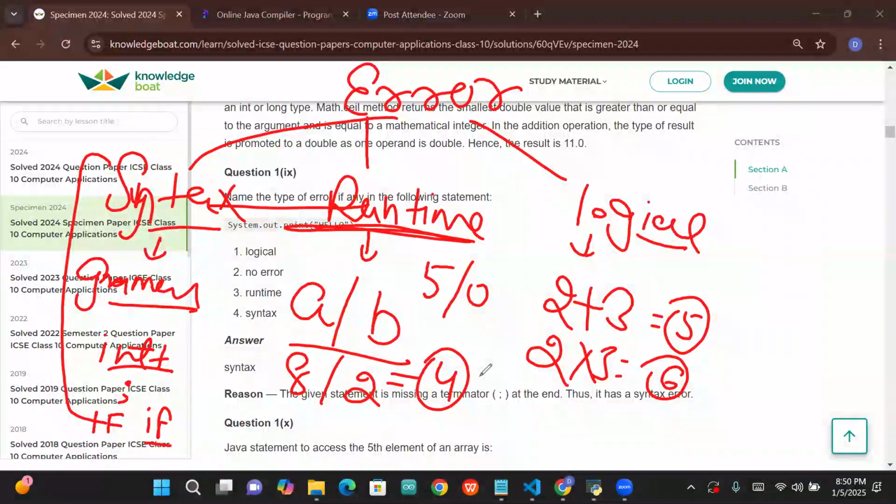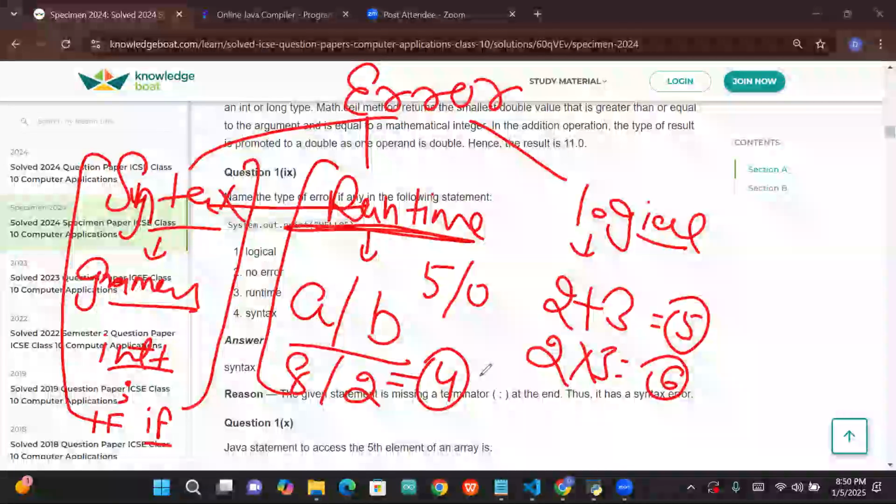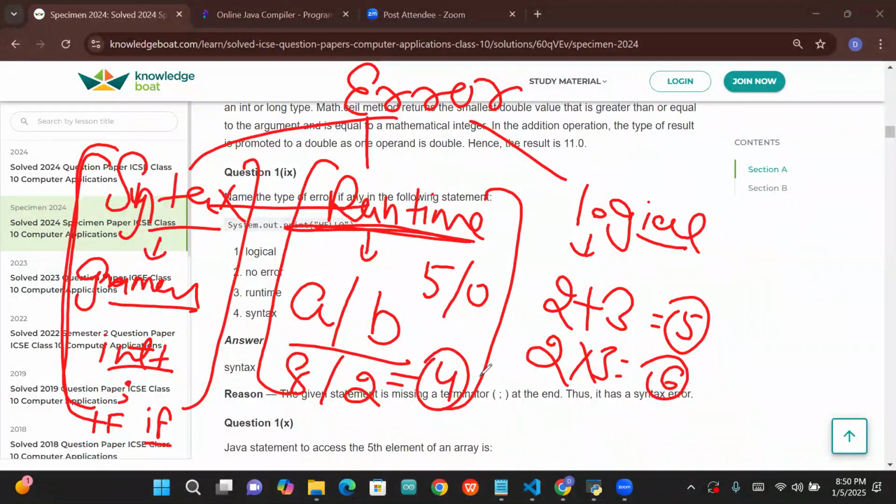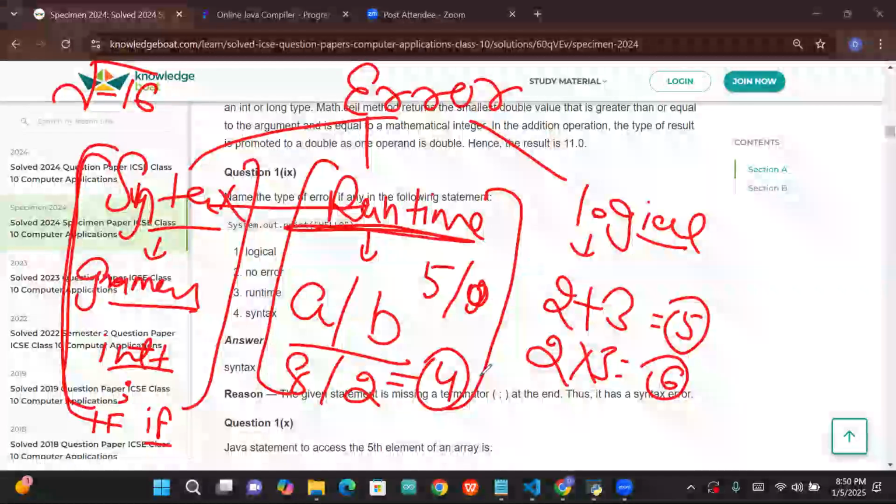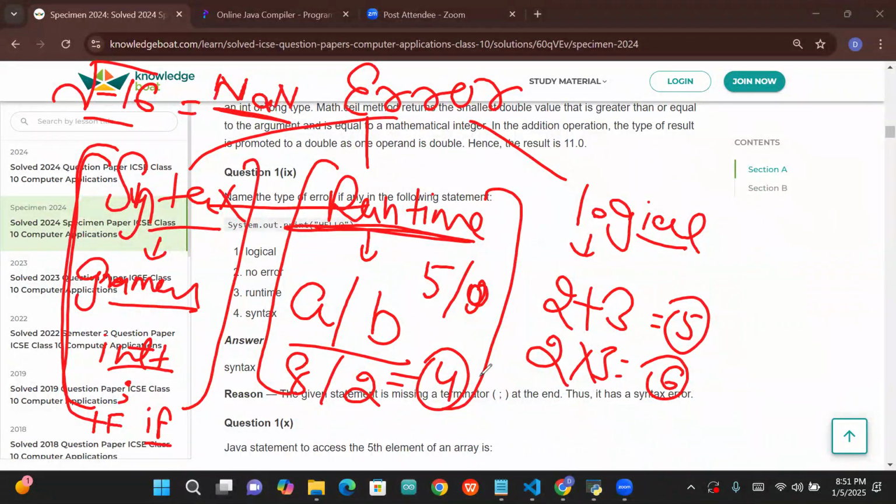Generally they will ask you this question about runtime error and syntax error. Syntax error means you missed a semicolon, you wrote something wrong, your spelling is not correct, small case or uppercase, these types of things. For runtime error, they will ask two typical examples: divide by zero and square root of a negative number, like minus 16. Square root of a negative number is again not defined in Java. You will get NaN, not a number, as the output. So that is a runtime error.